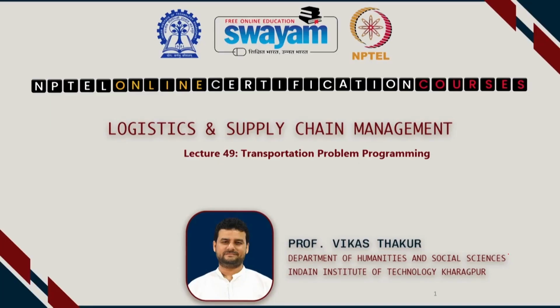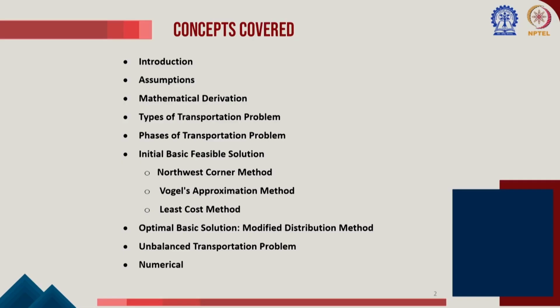So in this session we will continue this discussion and we will go little mathematically, we will try to sort out which one is the best route, how we can minimize the total transportation cost. So this chapter is transportation problem programming. So we will discuss how we can formulate the problem in terms of linear programming problem, where we will design the objective function and then how we can go for optimizing that objective function.